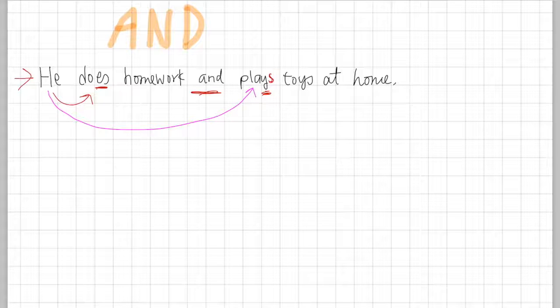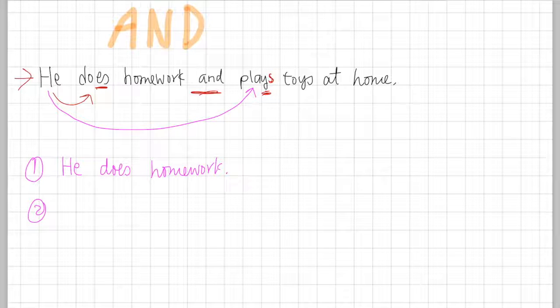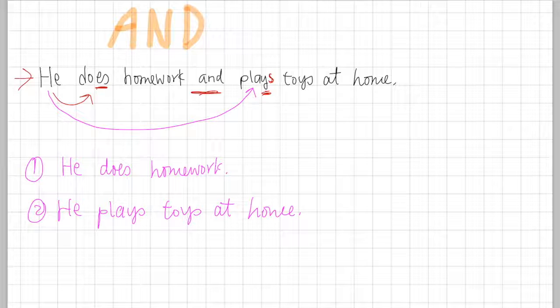Okay, so when we had it in two sentences, it was "He does homework." Full stop. That's sentence 1. Sentence 2: "He plays toys at home." Now we are using "and" to link these two sentences together, and there is only one thing these two sentences have in common.